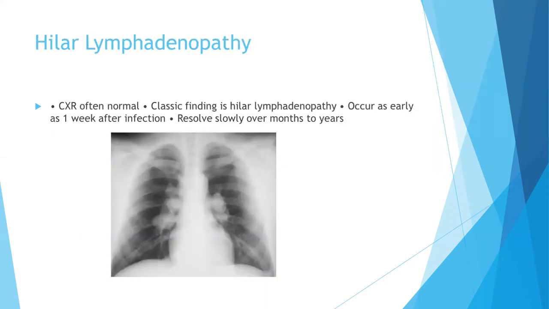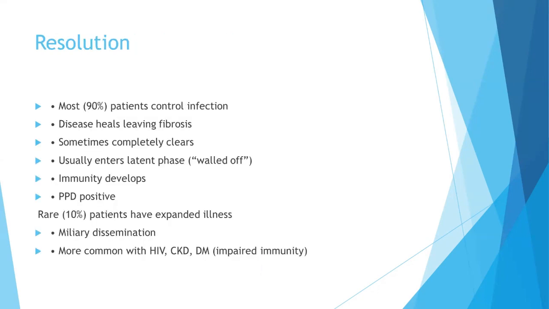Now, the chest X-ray is often normal, and the classic finding is hilar lymphadenopathy. It occurs as early as 1 week after infection and resolves slowly over months to years. So for resolution, 90% of patients control the infection, the disease heals, leaving fibrosis, sometimes completely clears, and usually enters the latent phase, and then immunity develops, but the patient is PPD positive, which is purified protein derivative positive. Rarely, 10% of patients have expanded illness and can go into miliary dissemination, which is called miliary tuberculosis, and it is more common with HIV, CKD, and diabetes mellitus patients because they have very impaired immunity.